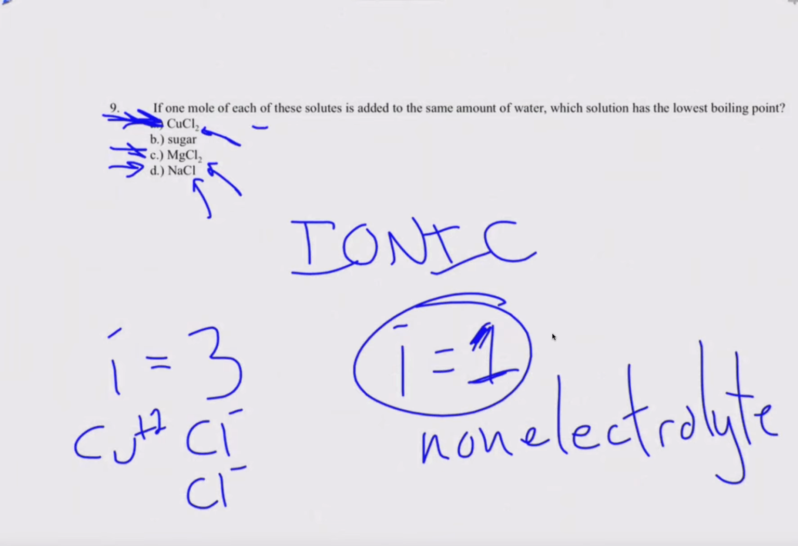So this has an i value of 3. The second one has an i value of 1. Magnesium chloride has an i value of 3 because it's a magnesium and 2 chlorines. Sodium chloride has an i value of 2. So what we're looking for here is the lowest boiling point, or the least effect. The least effect is the one with the smallest i value, which is the sugar, so B.